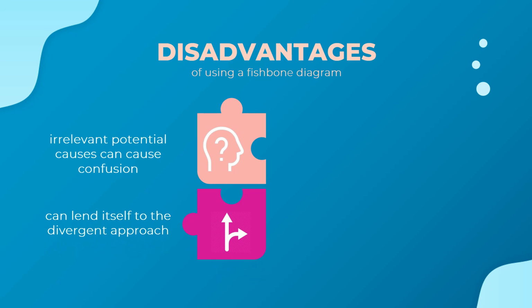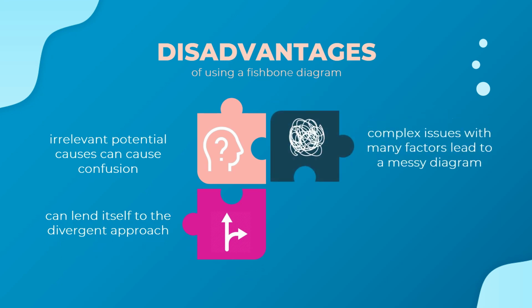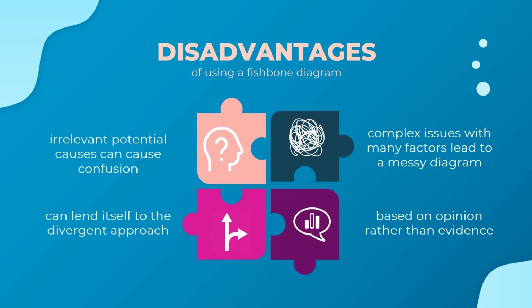For example, if you have a fishbone diagram with 100 potential causes, you may feel like the problem is too big to handle. Third, complex diagrams with multiple factors can lead to a jumbled mess that is too difficult to represent graphically in a fishbone diagram, making it less unwieldy to use. And lastly, the diagram is based on opinion rather than evidence, and needs testing to prove results.